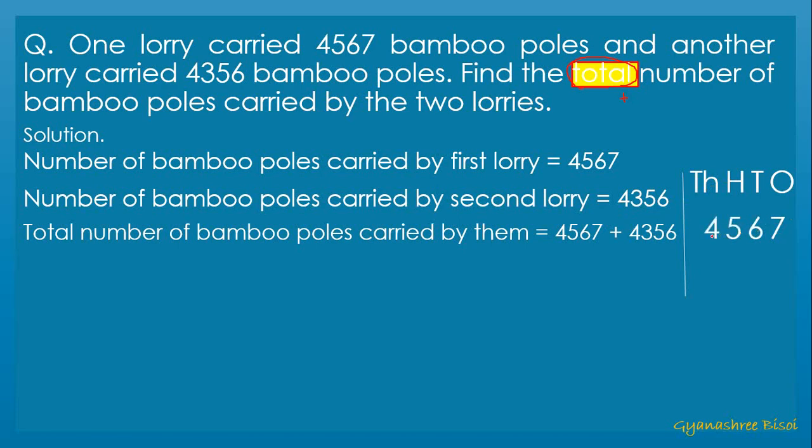4,567. 4,000, that means 4 will be placed below thousands. 500, 5 below hundreds. 60, 6 below tens. 7 below ones. Placing the digits at the correct place is a must. So be careful while writing the number. Each digit should be placed at its correct place.